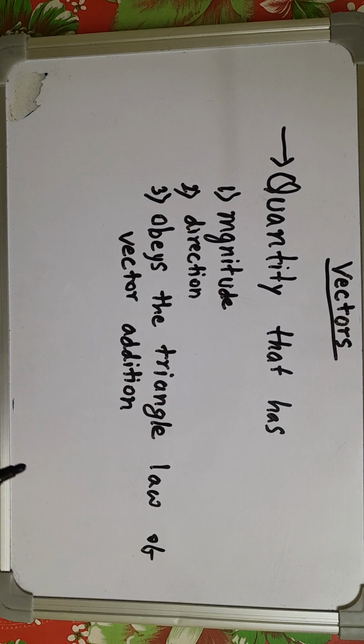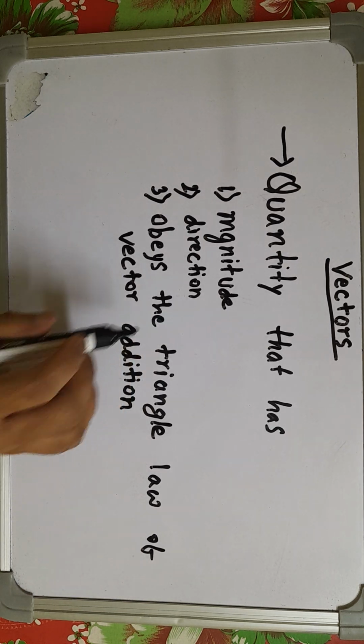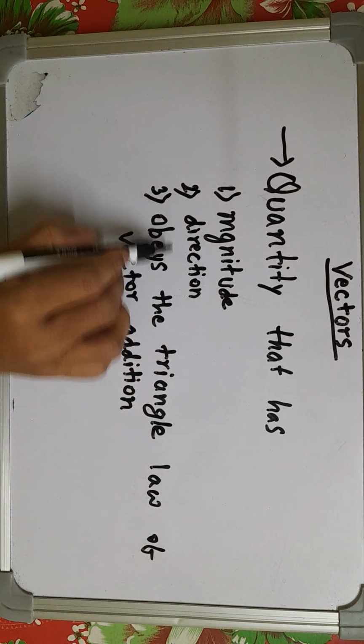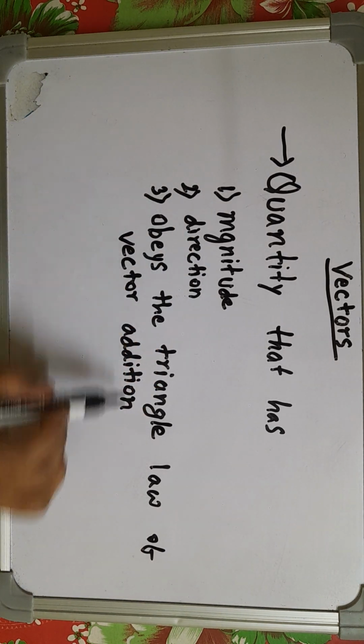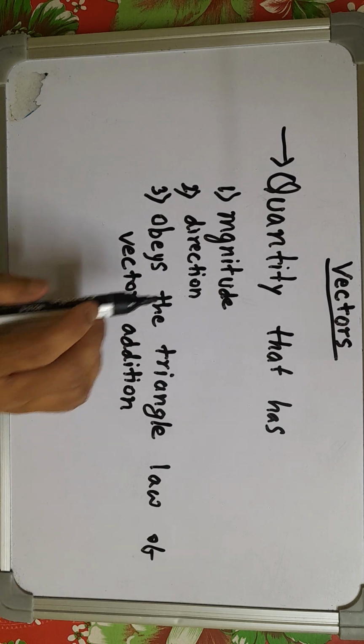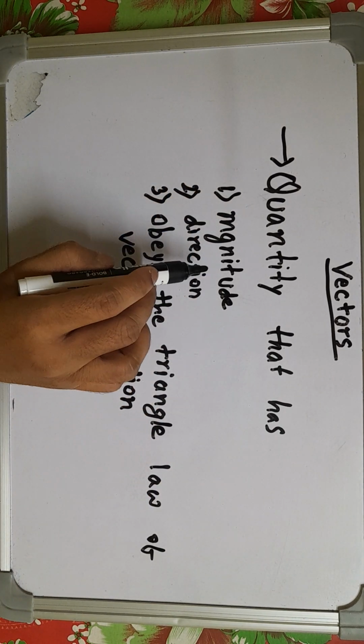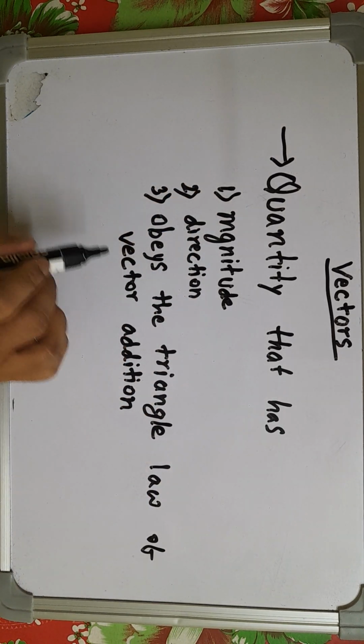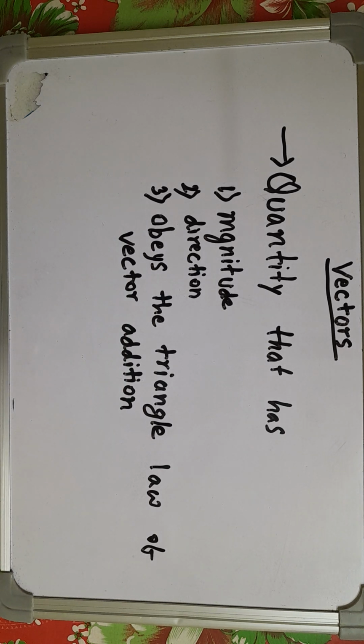Generally the students have confused because they only take magnitude and direction into consideration. They don't take the third point into consideration. That quantity that has both magnitude, direction and also obeys the triangle law of vector addition.